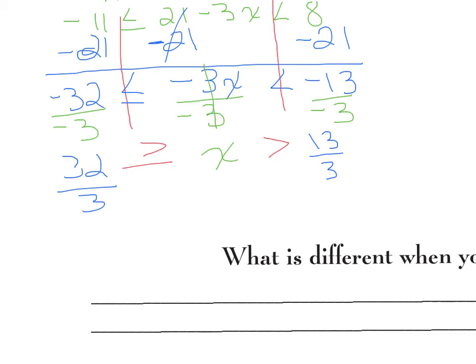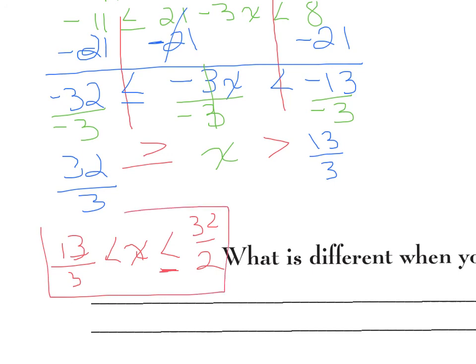I'm going to put 13 over 3 on the left, less than x, less than 32 over 3. And this is a more traditional way, except this one has an equal on it. This is a more traditional way to write this statement with the less than symbols instead of with the greater than symbols.